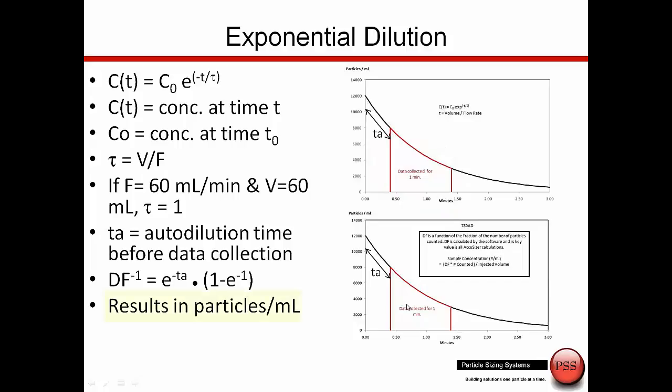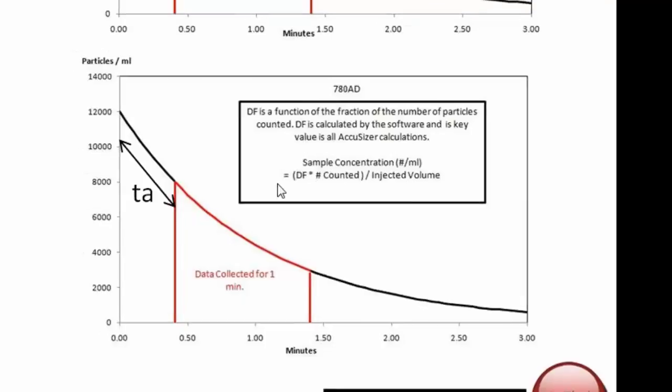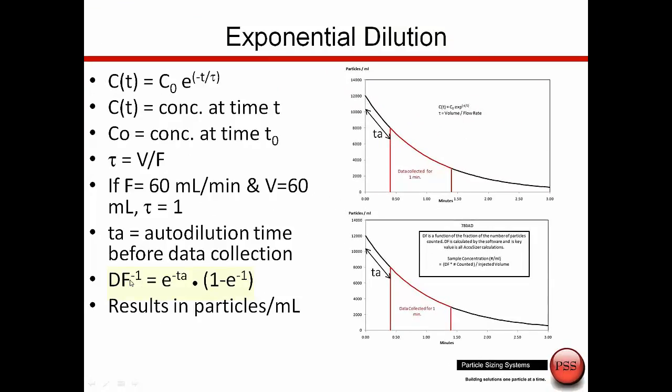After we've completed the data collection, we create the result, which is particle size distribution and concentration of particles per ml, and we show here how we use the dilution factor to go from the number of particles counted to the particles per ml using the dilution factor as defined here.